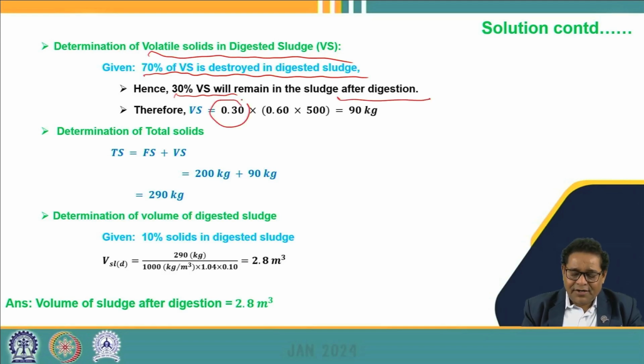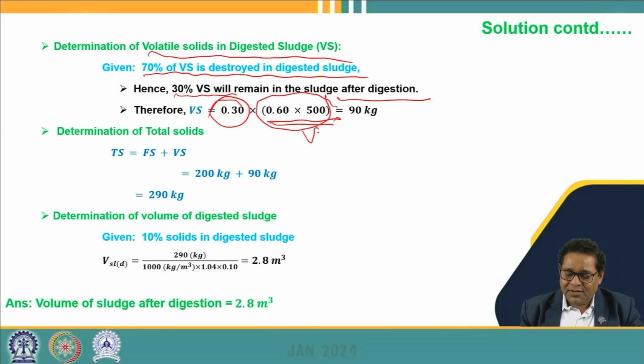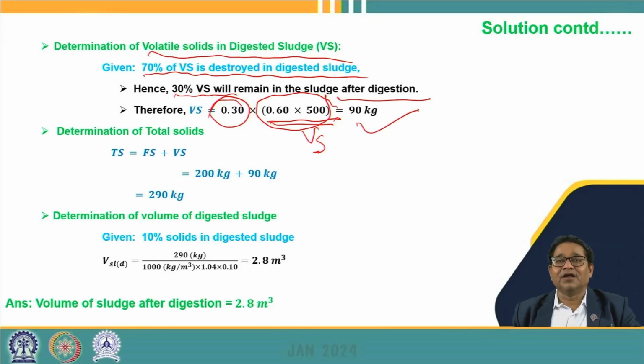So we have to find 30% of the total volatile solids. The volatile solids are 60% of the total solids. So 60% of the total solids gives Vs, and if this is multiplied by 0.3, the fraction of volatile solids which will remain after the sludge digestion, we get a value of 90 kg. So this 90 kg of volatile solids will remain in the digested sludge.